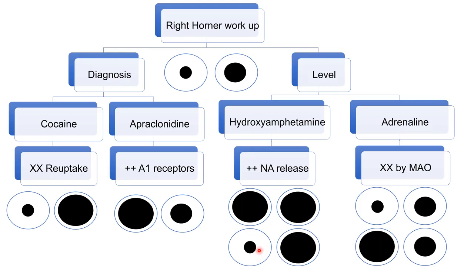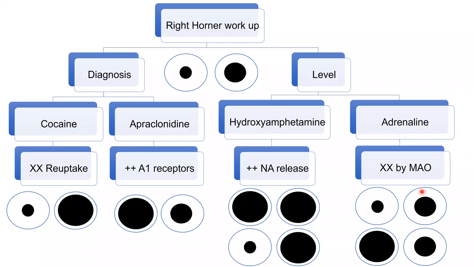But if the postganglionic nerve is damaged, or if there is postganglionic Horner, there will be no norepinephrine secreted by this postganglionic at the neurosynaptic junction, resulting in that the postganglionic will not dilate. Here, the postganglionic will not dilate. And of course, the normal pupil will dilate. So the hydroxyamphetamine will dilate the preganglionic, but will not dilate the postganglionic. Okay. So this will be helpful to differentiate the preganglionic from the postganglionic.